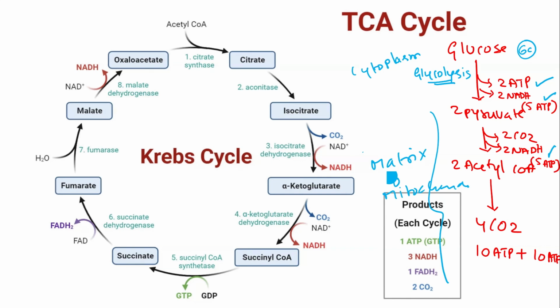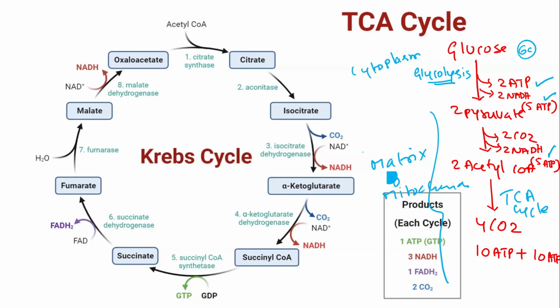Right? 12 ATPs we got. In glycolysis, you got 7 ATPs, and from 2 pyruvate to 2 acetyl-CoAs, you got 5 ATPs. So total we got 12 ATPs so far. And then these 2 acetyl-CoAs enter the TCA cycle. Each acetyl-CoA is oxidized into 2 carbon dioxide, so 2 acetyl-CoAs means 4 carbon dioxide.